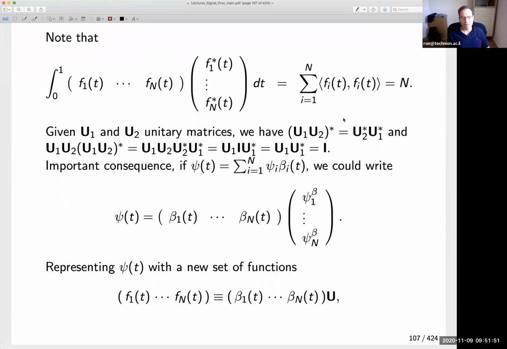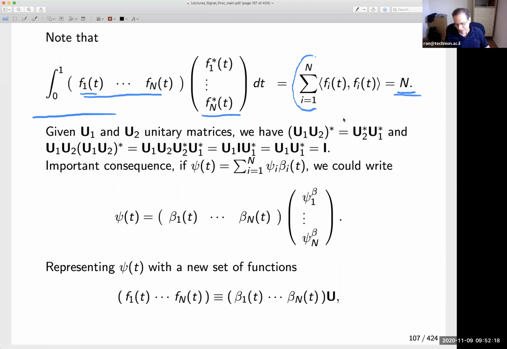If we, for example, look at the inner product between all functions to all functions, then the inner product of each and every function would give me a delta function, and summing over these n delta functions, I would get a number n. Okay. Now, just to remind you of some more properties of unitary matrices.